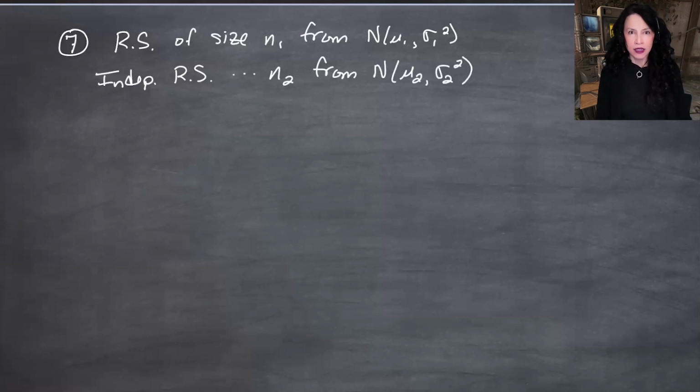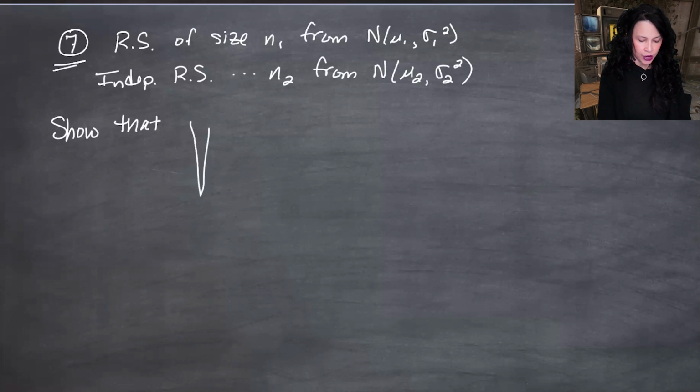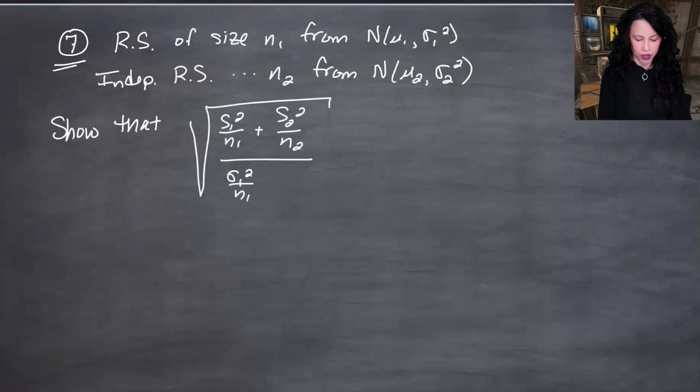And in problem 7 on the current homework, you were asked to look at the sample variances, and you want to show that the square root of s1 squared over n1 plus s2 squared over n2, over sigma 1 squared over n1 plus sigma 2 squared over n2, converges in probability to 1.